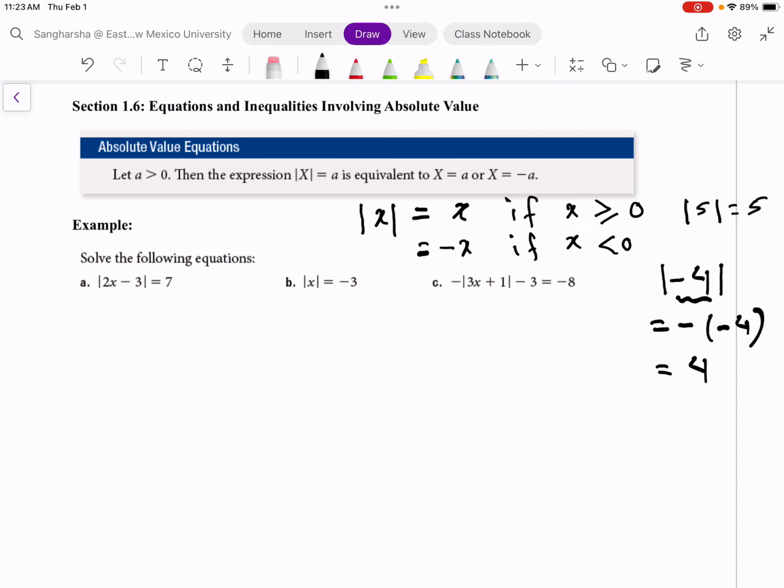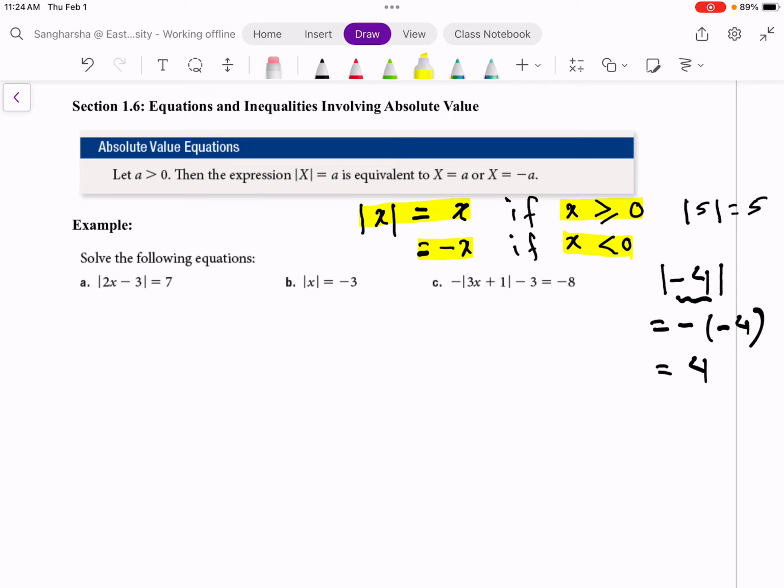In general, the absolute value of every number is positive. But this is the definition. If you have a number which is greater than or equal to 0, the absolute value of x is the same number x. But if the number is less than 0, then the absolute value of x is equal to the negative of that negative number, and the negative of a negative number is positive. So this is about the absolute value.